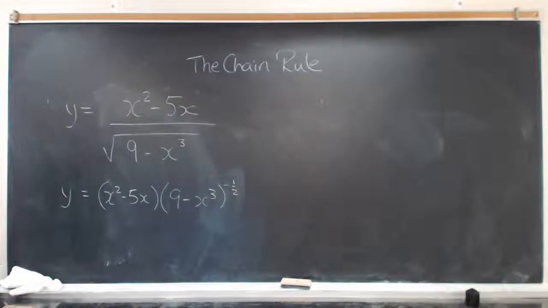Now what? Now we do 2x times 5 times negative 1/2 times 9 minus x cubed to the exponent negative 3/2 times 3x squared. Actually, I think you might be wrong. So was the first time.